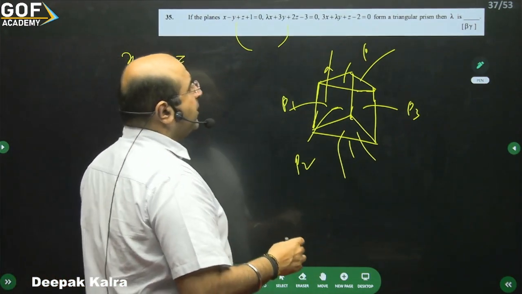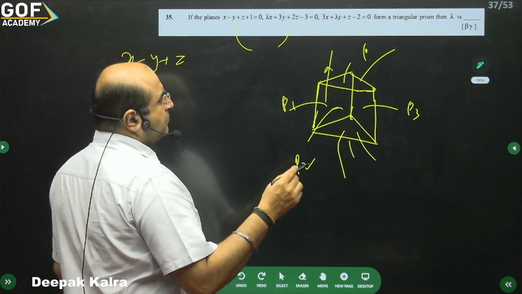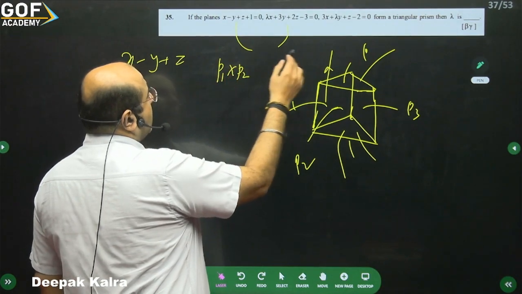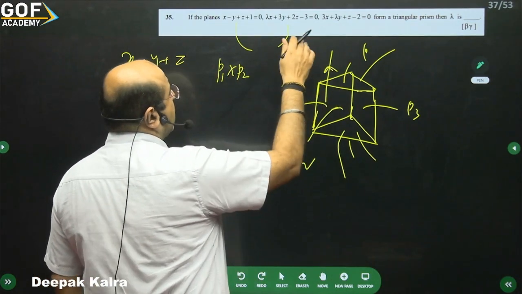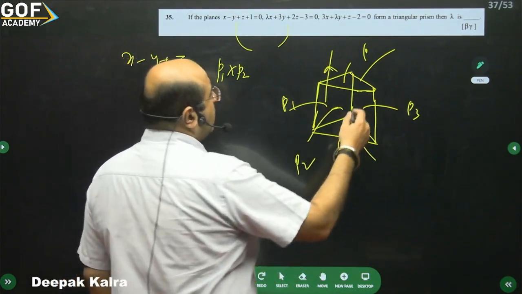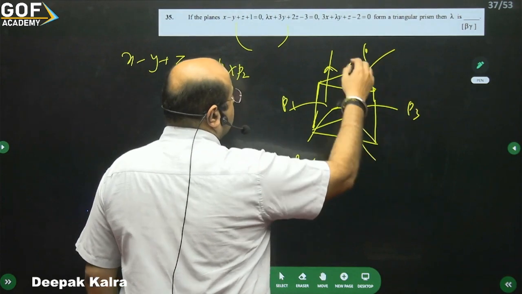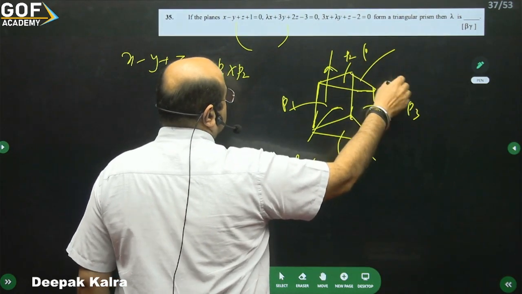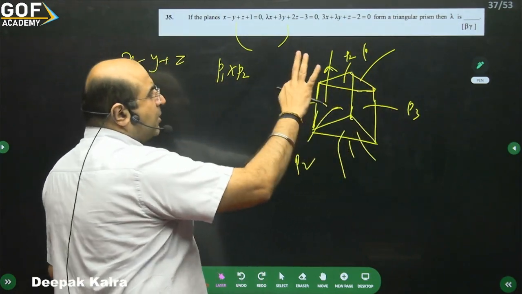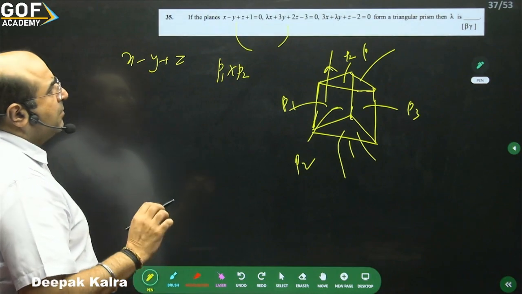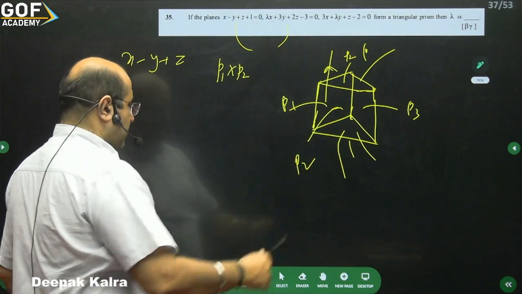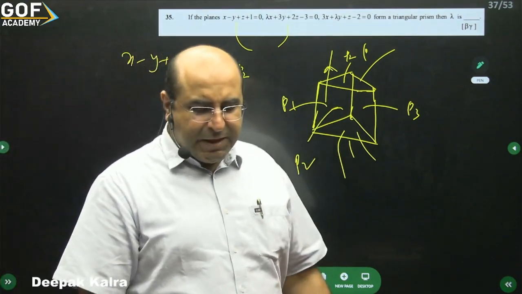Do you agree or not? You do P1 cross P2, get the vector which is parallel to their line of intersection. Secondly, take P2 and P3 and their cross product, get their parallelism, because all the three will be proportional. This is the only thing, meaning they should be perpendicular. Can you imagine what I'm saying?